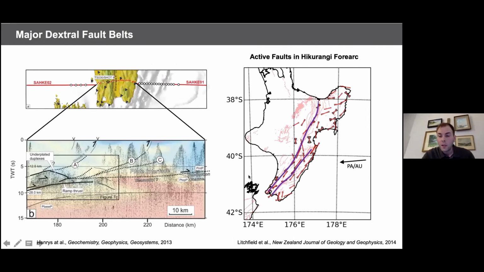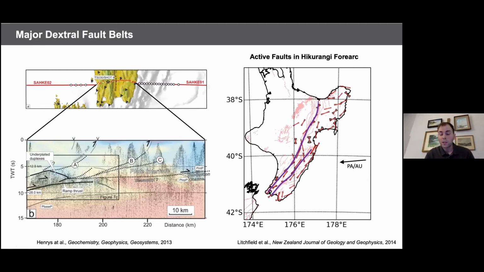But we can't exclude the effect of physical structures, so possible velocity contrasts or faulting within the forearc, because the Hikurangi forearc is actually heavily deformed. And in particular, there's this belt of dextral faults that runs the entire margin, as well as this other belt that runs predominantly through southern Hikurangi. And recent active source seismic identifies that although at the surface these faults are vertical, they actually splay, or they're believed to splay and interact with the plate interface at depth.